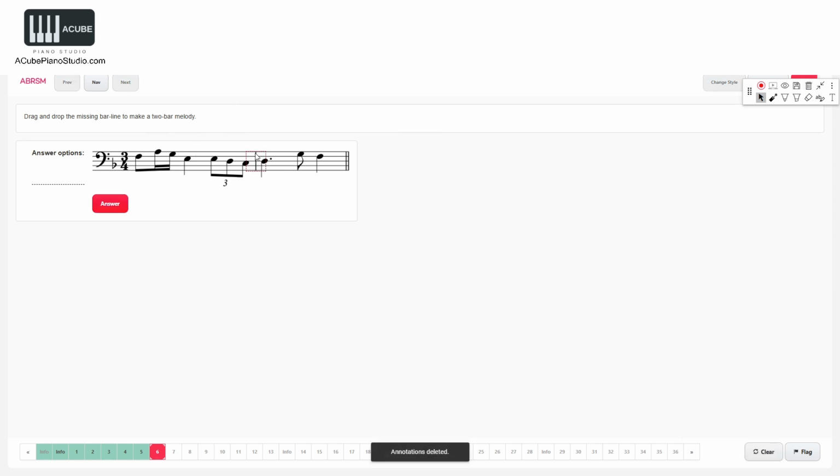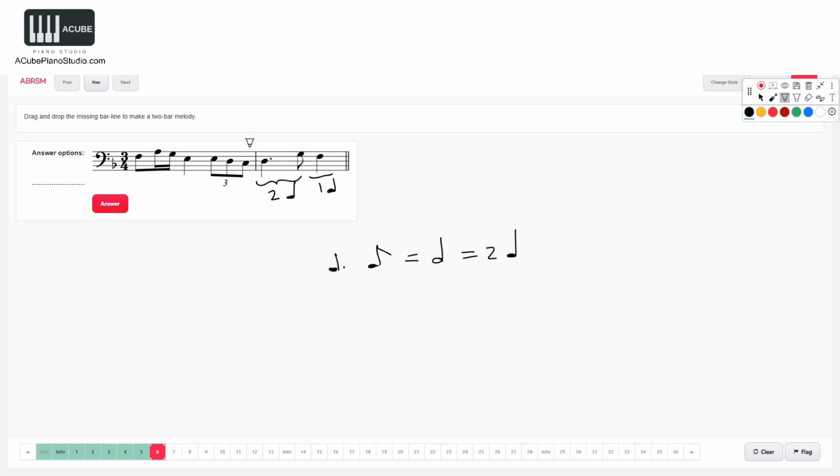Next, after I've drawn this bar line, I need to make sure that there are also 3 crotchet beats here. Remember I told you about the common note combinations. A dotted crotchet plus a quaver equals a minim, and a minim equals 2 crotchets. So this equals 2 crotchet beats, and then this is our third crotchet beat. So 2 plus 1 makes 3. So this bar line is at the correct place because before and after, both have 3 crotchet beats per bar.